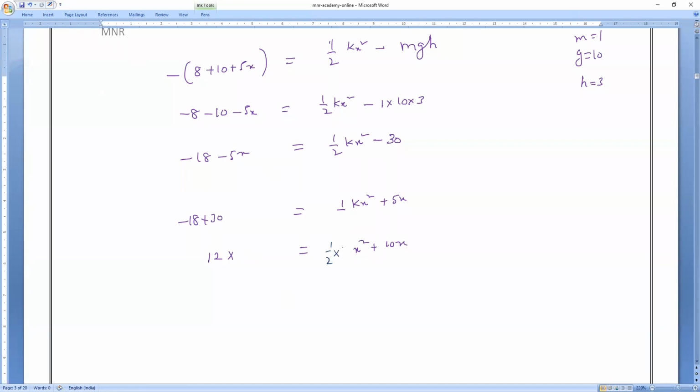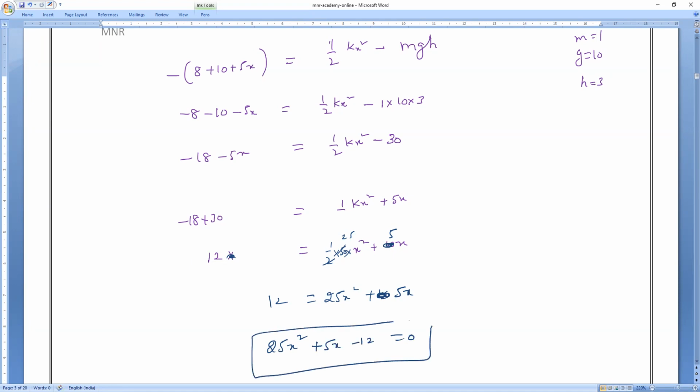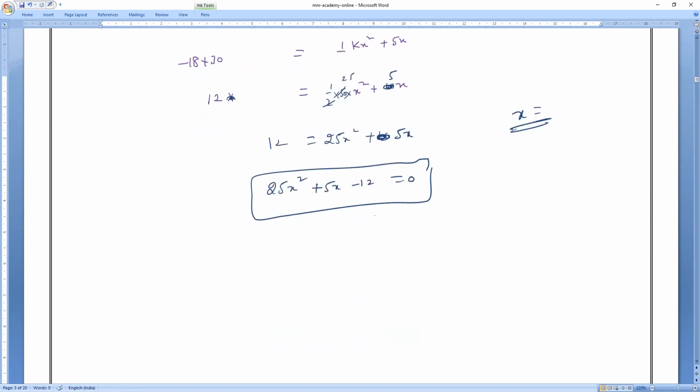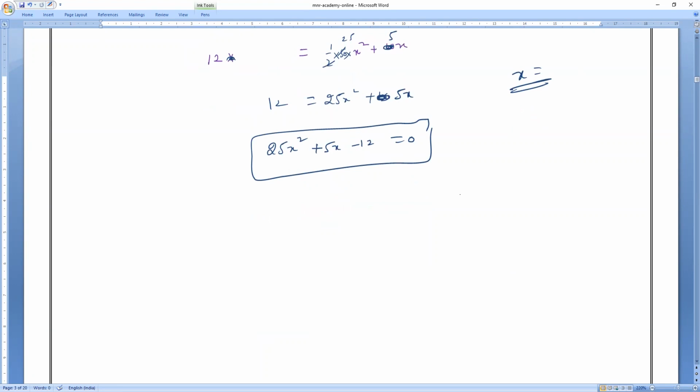So 1 by 2 into 50, so that 2 ones are 25. So directly we'll get the equation 25x square plus 5x, not 10x. Correct? 5x is equal to 12. So now you'll form the quadratic equation: 25x square plus 5x minus 12 is equal to 0. If you solve this equation, you'll get x as 2 values. Is it okay, guys? Everybody? Yes or no? Please respond. That is the only answer. Understanding? All of you?